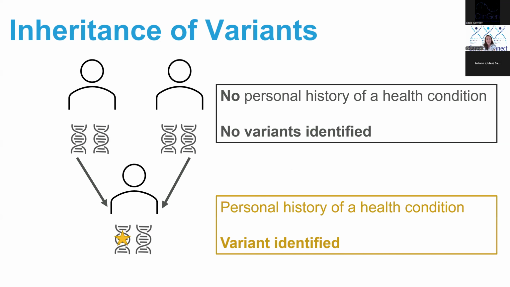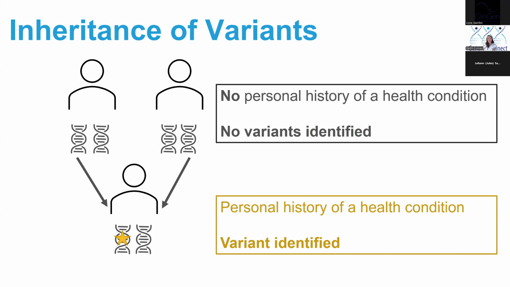So one of the key things that we look into is inheritance of that variant. One of the pieces of information that can be valuable is understanding if a variant is new or unique, or what we call de novo, to that individual. So in this family history, we have the biological parents. They did not report any personal history of a health condition. When we did their genetic testing, no variants were identified.